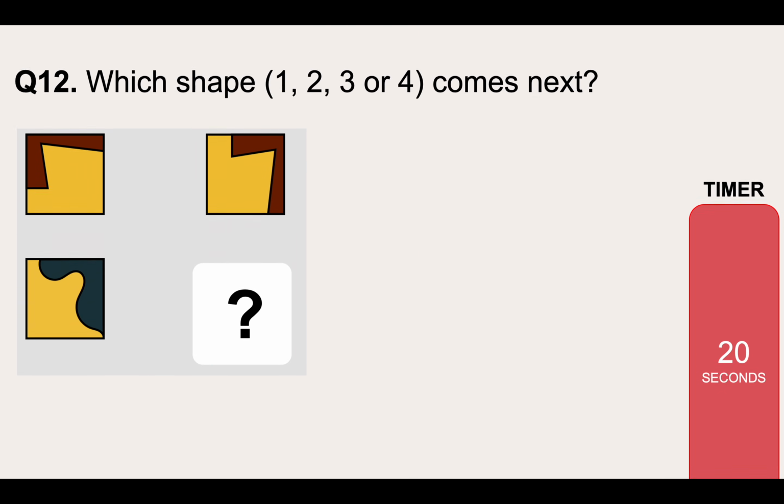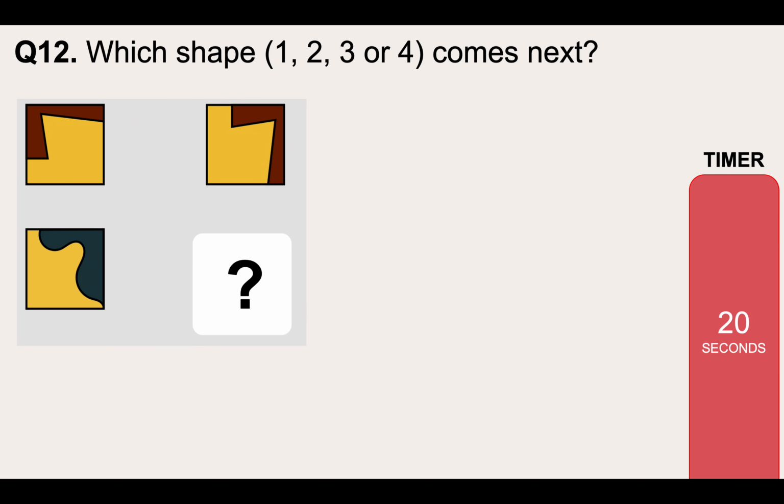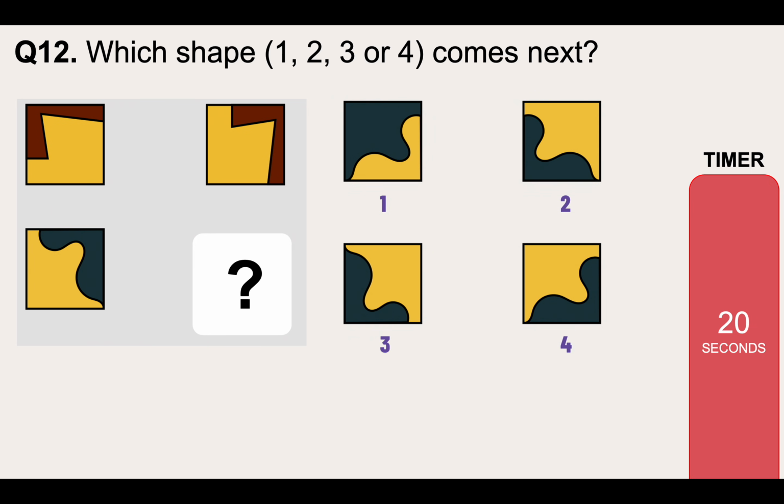Okay, well done. Question number 12. Which shape? This is hard, this one. You can do it. Which shape, 1, 2, 3 or 4, comes next? Don't forget to look at the top 2 and see what's happening, and then replicate it in the bottom 2.